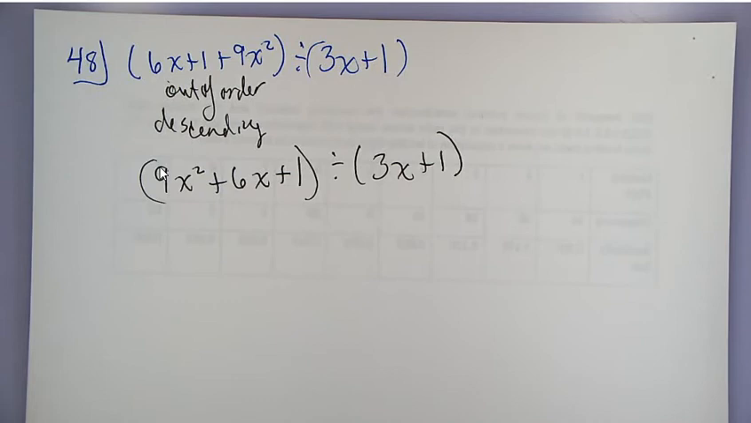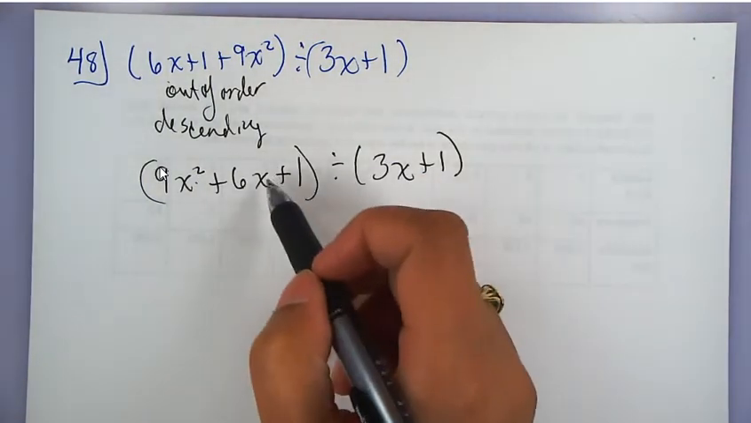All right, so we did 9x squared plus 6x plus 1. We put it back in descending order. We want it in descending order. What do I mean? The power went 2, then 1, then none. So it needs to be in descending order.